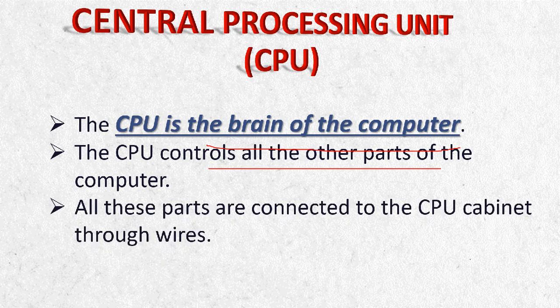See, all these parts are connected to the CPU cabinet through wires. See, this central processing unit will have the control over all other parts like keyboard, mouse, a printer. So all the parts of the computer will be controlled by the CPU. Okay, so all these parts will be connected to the CPU cabinet through wires.